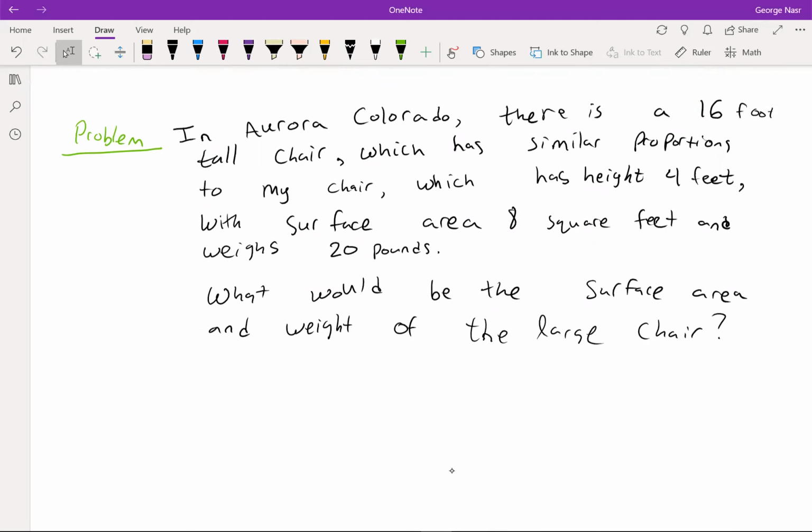So this problem is actually based on a real thing. In Aurora, Colorado, there is a 16-foot tall chair, and it's similar in proportions to my chair. This part of the story is a little made up. So my chair is 4 feet tall, has a surface area of 8 square feet, and weighs 20 pounds. So if this is true, I claim that you can figure out the surface area and weight of the large chair without needing to go find the chair and do stuff to it. So pause for 5 minutes, try to use all the tools that we've talked about.